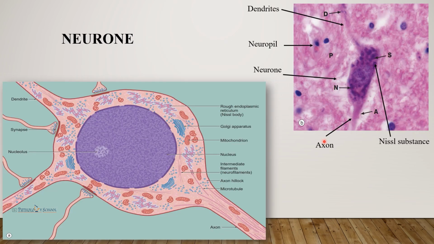Now in this diagram, we can see the neuron. This is the cell body. In the cell body, we can see the Nissl bodies and nucleus. These are the dendrites, and this is the axon. This part is known as axon hillock, where the Nissl bodies are absent. In the histological diagram, we can see the dendrites, axon, the Nissl substance and the surrounding supporting cells.